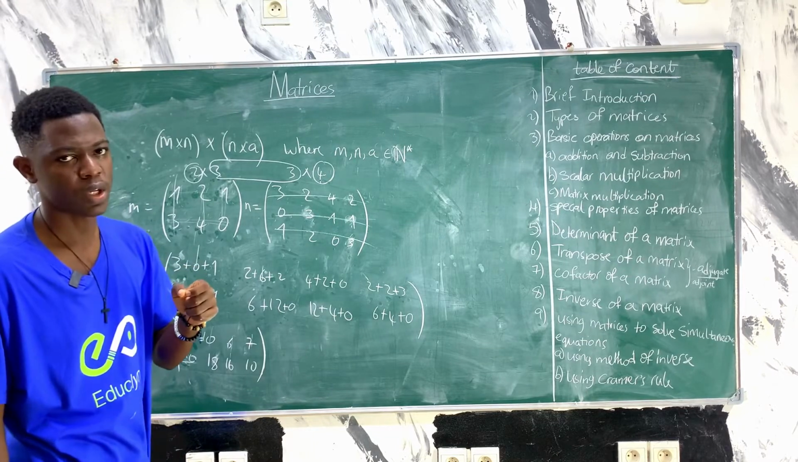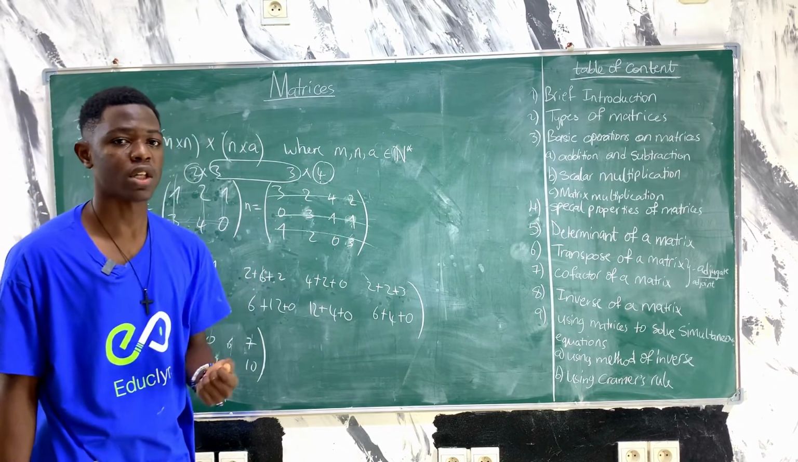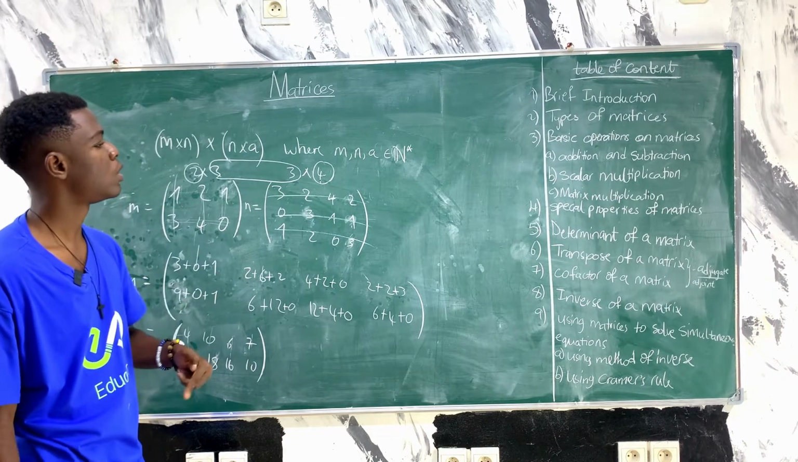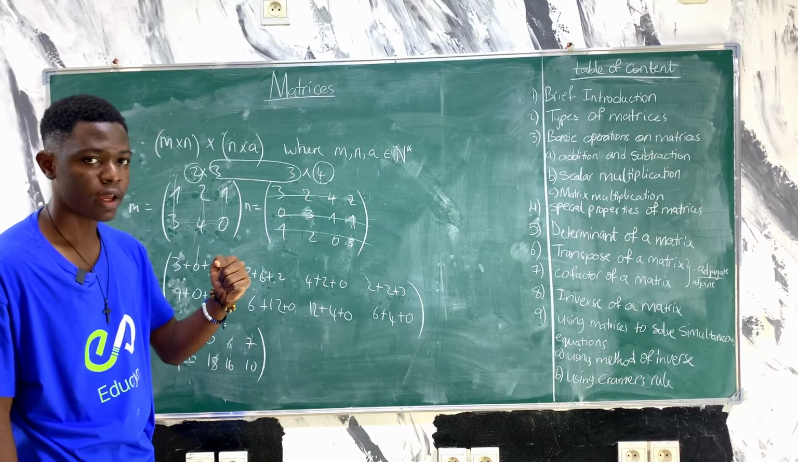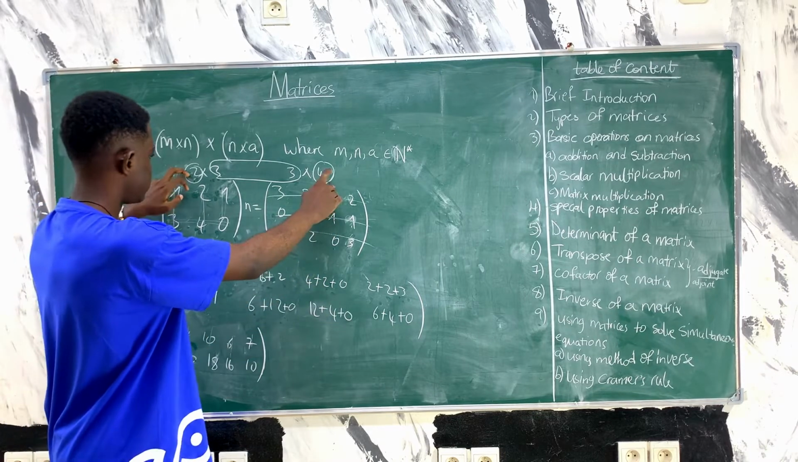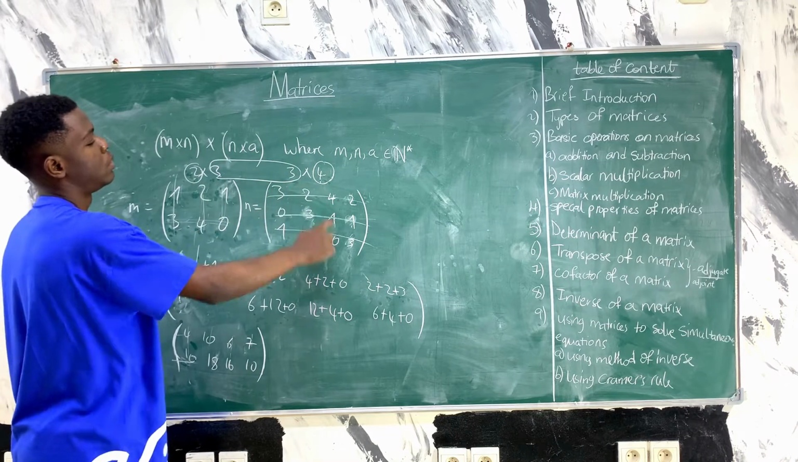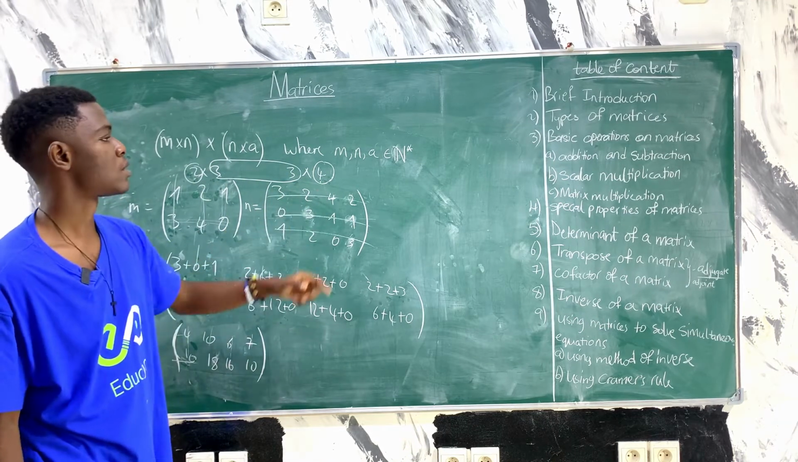If they are different, then they cannot multiply. But they will rarely give you cases where they are different. But always check. They can give you a case where they are different. Before multiplying, check the column and the row. Then make sure when you multiply, the order of your final answer to be the first row and the last column.